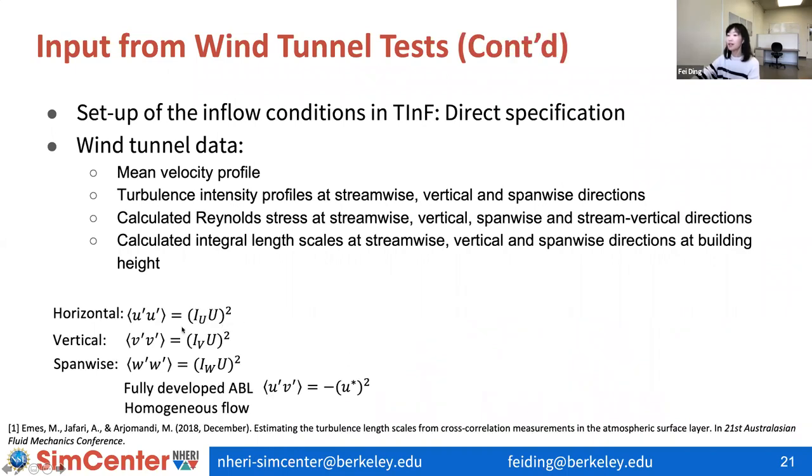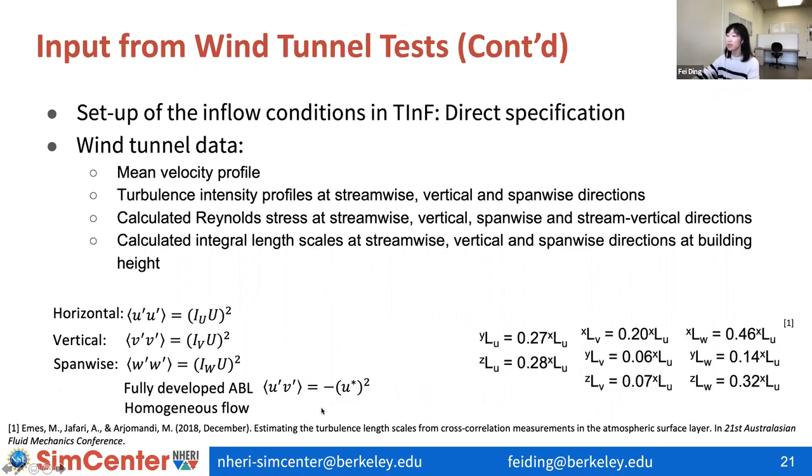For the Reynolds stress tensor, we can obtain the values based on the turbulence intensity profiles. And for fully developed atmospheric boundary layer flows, the off-diagonal terms can be modeled by the friction velocity. And for homogeneous flows, other components are equal to 0. And for the integral length scales, we have some empirical formulas that can be found in research publications, but users can also use other profiles to provide their integral length scales.